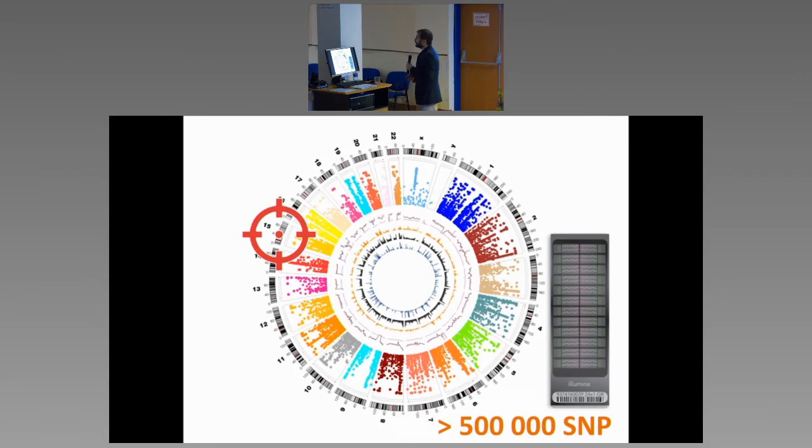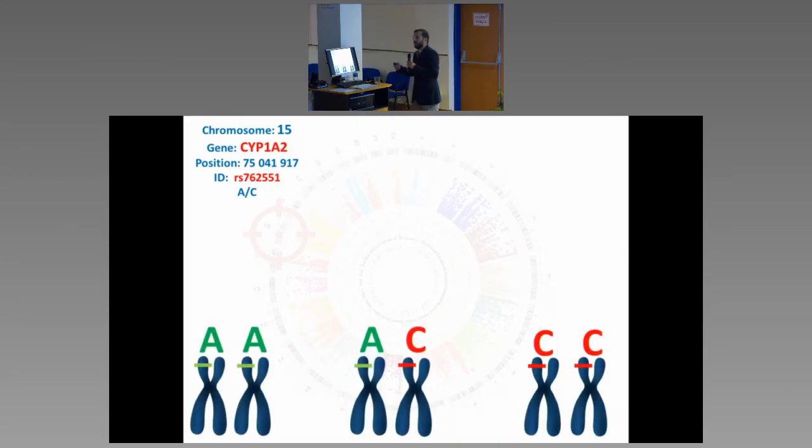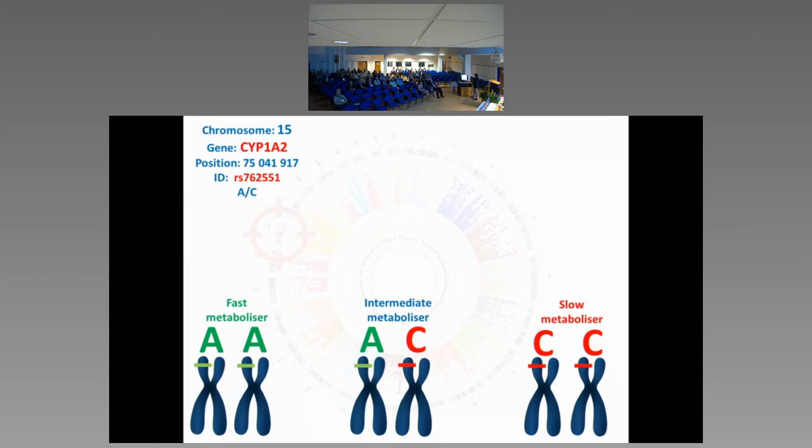So there is chromosome 15, a certain position, one spot mutation, one letter in the DNA. It's a gene, it's CYP1A2. It's a certain position, about 75 nucleotides from the beginning of the reference sequence. The ID of the mutation is known. So what could happen? You could be an AA homozygote, you can be a heterozygote, AC in that certain position, or you could be a CC homozygote. So what does it mean? It means that if you are AA, you are a fast metabolizer of coffee. If you have CC, you are a slow metabolizer of coffee.